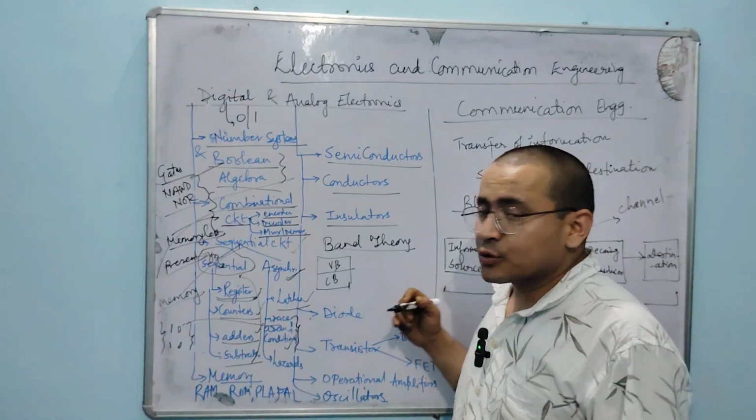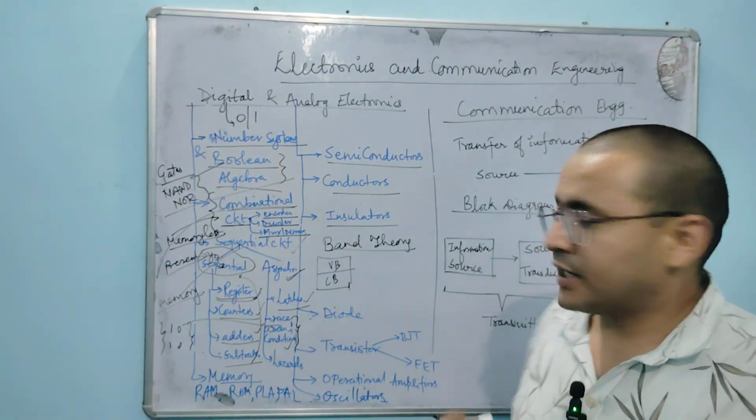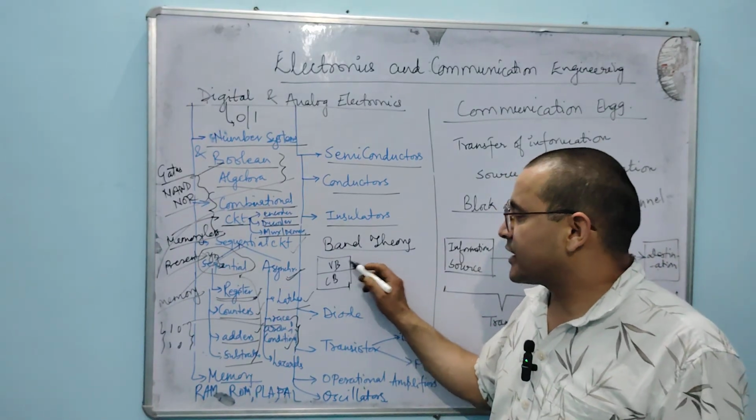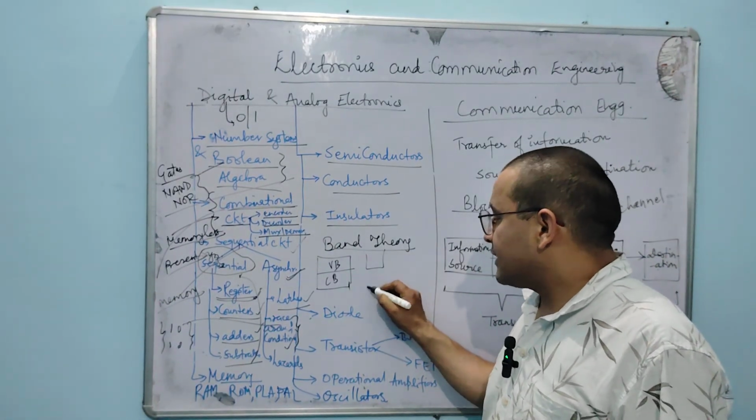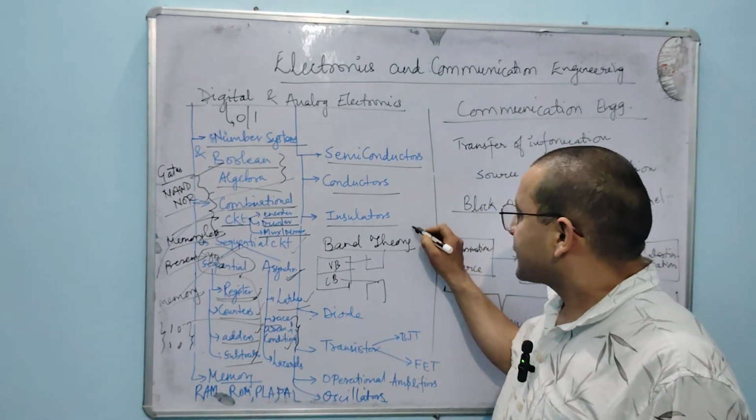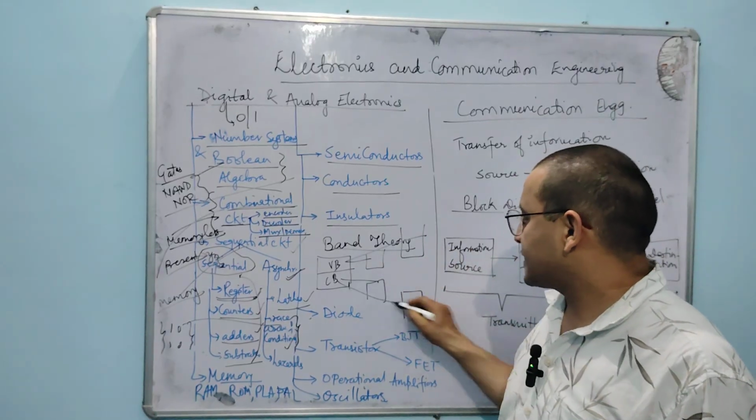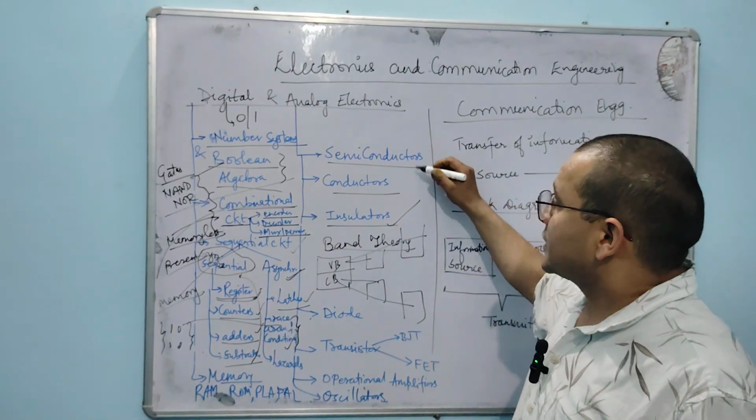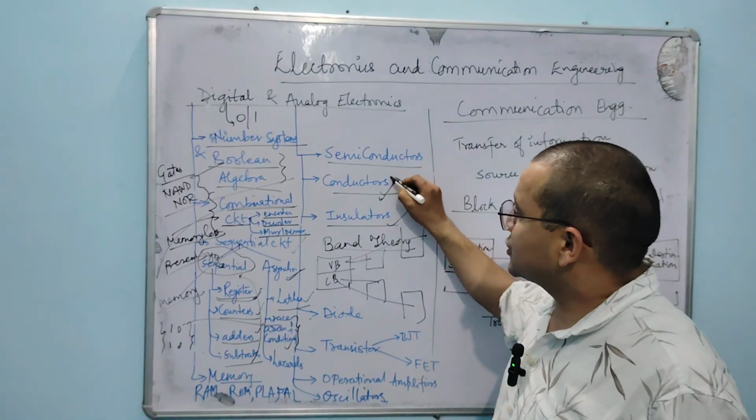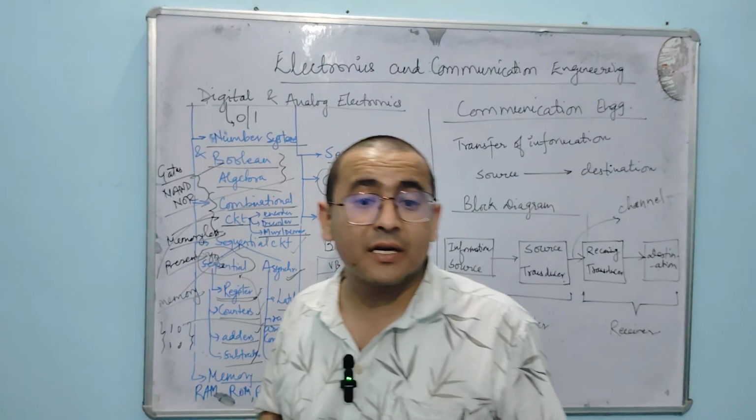So here there is no gap between conduction band and valence band. Here is a low gap between valence band and conduction band. There is a medium size gap between valence band and conduction band, and there is a much larger gap between valence band and conduction band in the case of an insulator. There is no energy gap between valence band and conduction band in conductors.